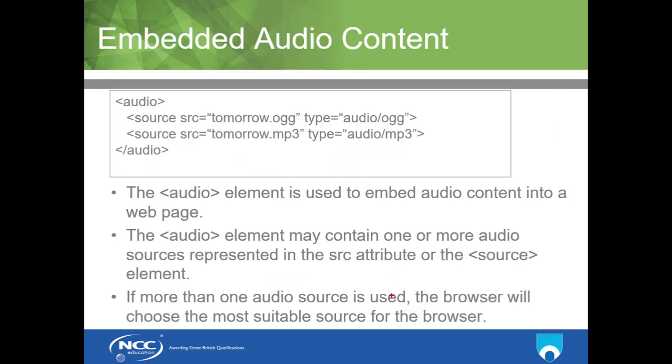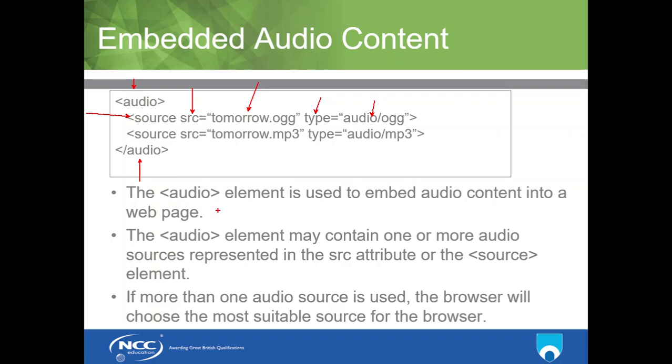So to embed audio content, you use the open audio and close audio tag. Inside it, you use the source element. The source element will have the src attribute to show the location of that particular file, and the type attribute to say the type of the file and the extension. So for example, audio/mp3, audio/ogg, like that.